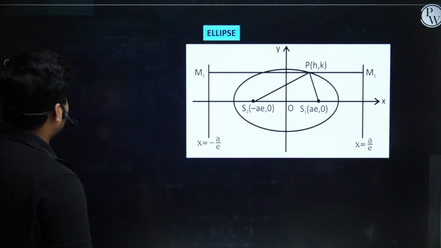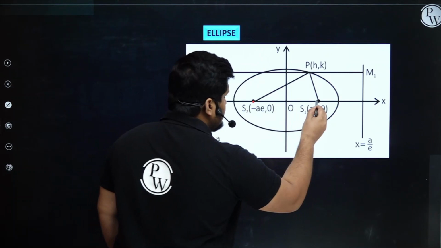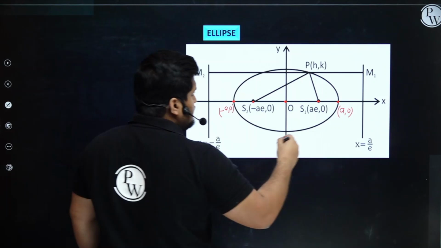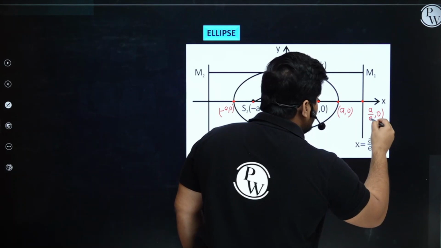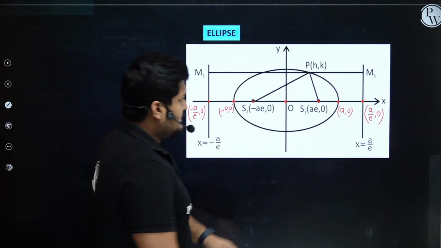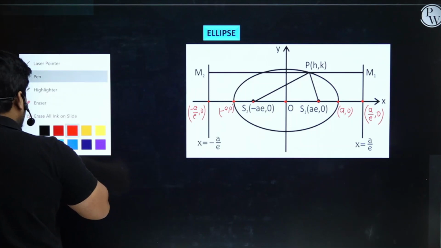For this ellipse, we have two foci, AE comma 0 and minus AE comma 0. This is the center. This is the vertex. What will be the vertex? A comma 0. And this is the other vertex, minus A comma 0. Now this is the foot of the directrix, which is A by E comma 0, and this is the other foot of the directrix, which is minus A by E comma 0. This is the center, and S1 and S2 are the foci. This is the vertex, right? So I'll keep on writing all of this information.